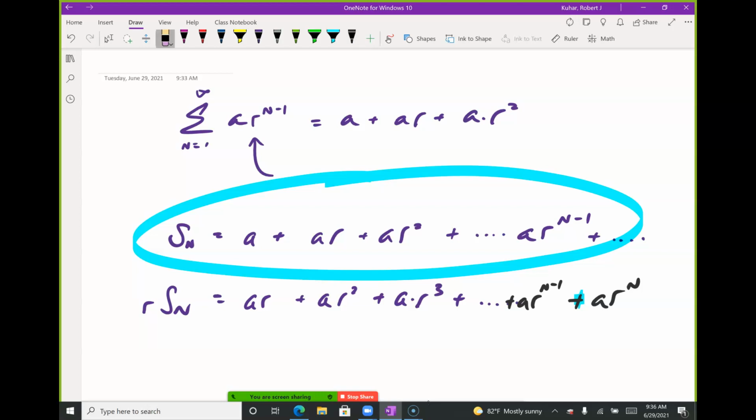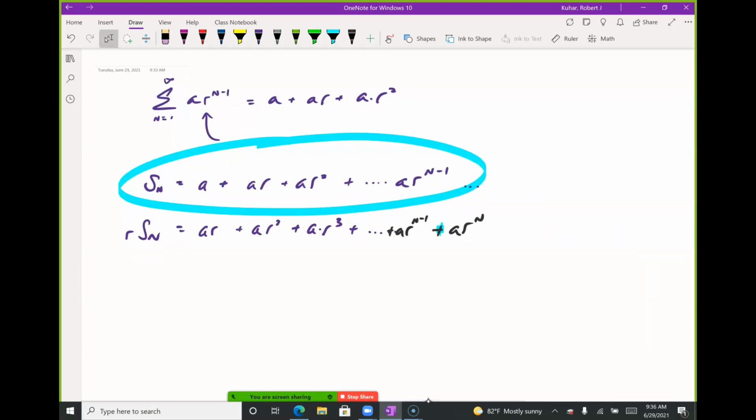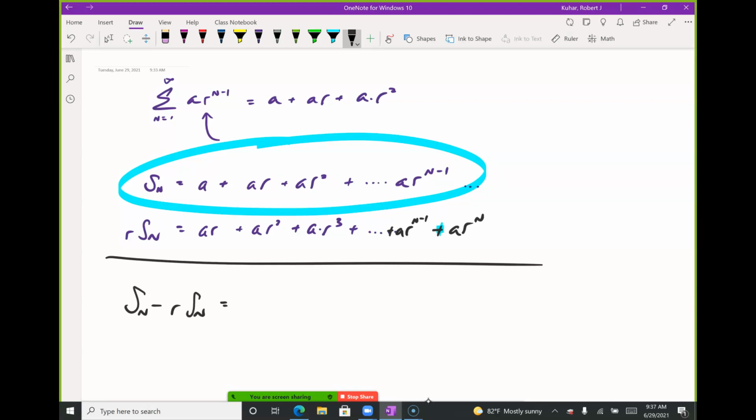So I'm saying I'm stopping there for my partial sums. And then what am I going to do with those two things? I'm going to subtract them. I'm going to take these two and subtract them. So I'm going to take S sub n minus r times S sub n. And I'm going to look at them term by term here, right? I'm going to subtract these two, and subtract these two, and subtract these two, and subtract these two.